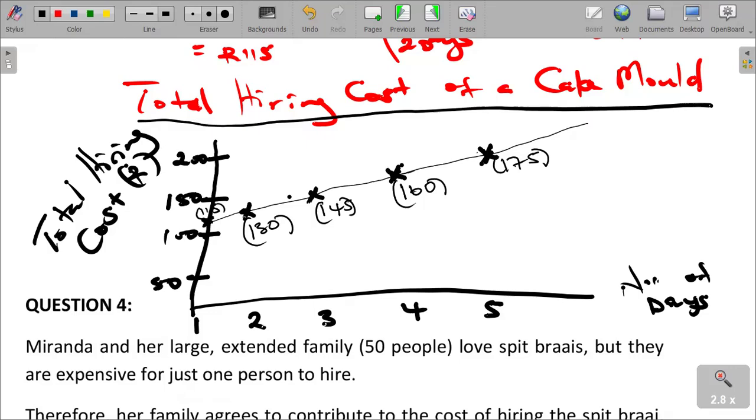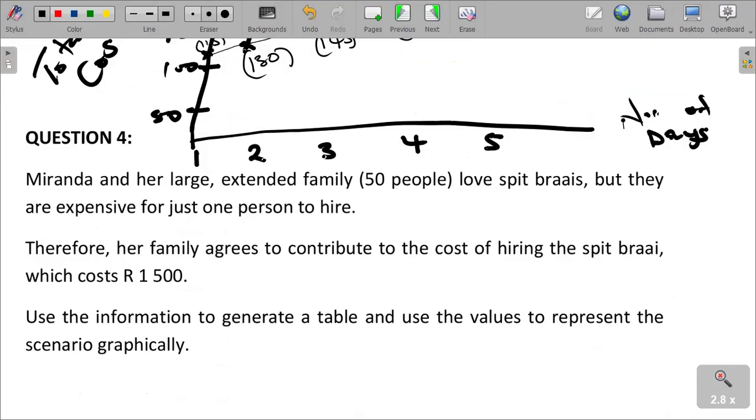This is how it is. And then the next question is saying, Miranda has a large extended family, 50 people, and loves spit braais, but they are expensive for just one person to hire. Therefore, the family agrees to contribute to the cost of hiring the spit braai, which costs 1,500.